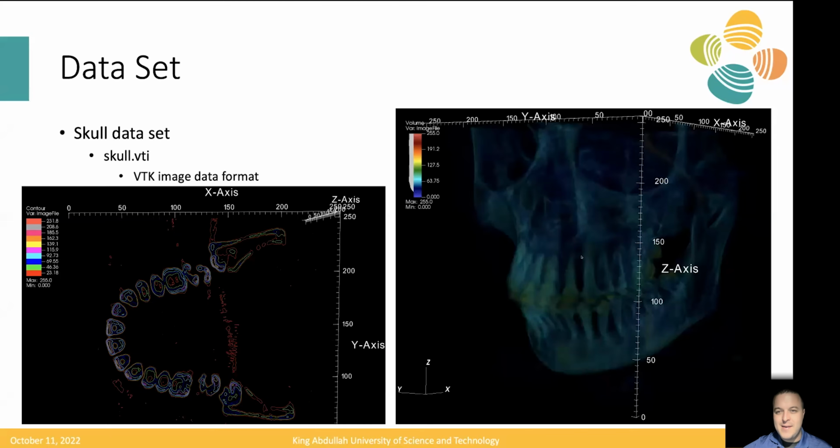This is an image stack. So it's a pretty interesting data set. In these two images that we have here, I've done a little bit of contouring of the teeth to try and pull the teeth out, as well as volume rendering on the right, showing the bone structure. And this is in a VTI format, which is the VTK image data format.